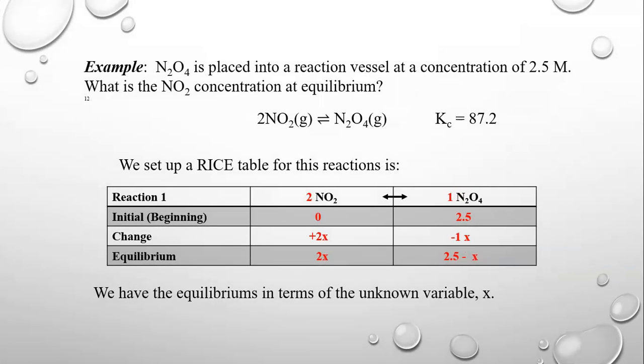Okay, so that's what you would get down on your equilibrium line. 0 plus 2x equals 2x, and 2.5 minus 1x equals 2.5 minus 1x. So those are the equilibrium in algebraic terms. Those are the equilibrium concentrations of the reactant and the product.